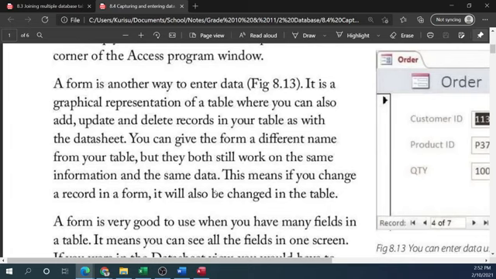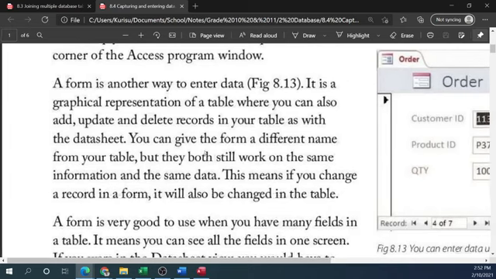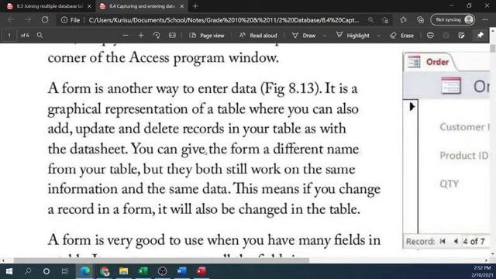A form is another way to enter data. It is a graphical representation of a table datasheet. You can give the form a different name from your table. They both still work on the same information and same data. This means you can change a record in a form. It will also be changed in the table.